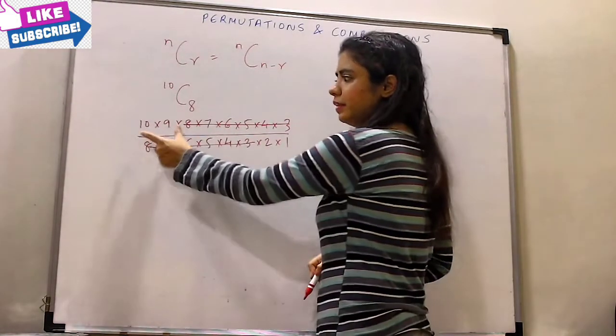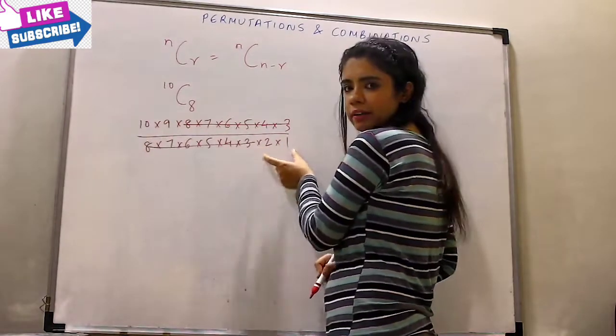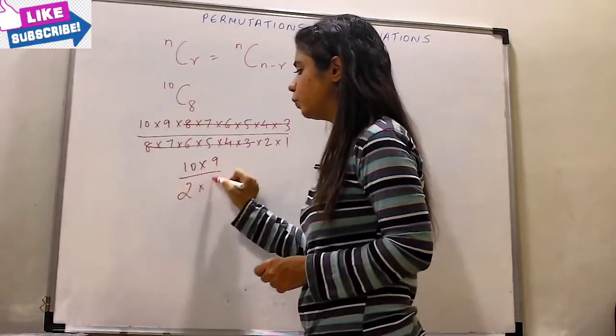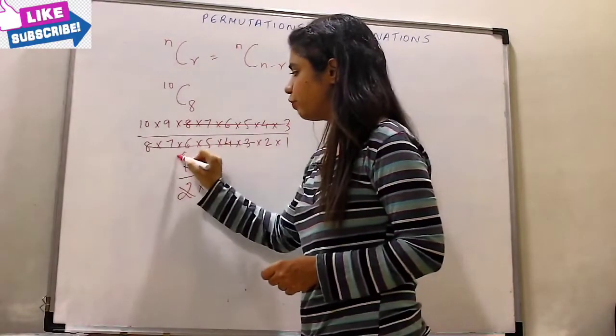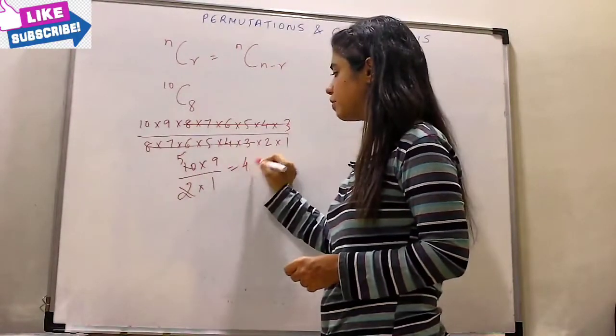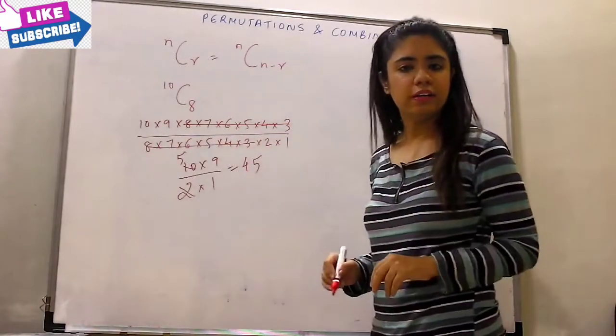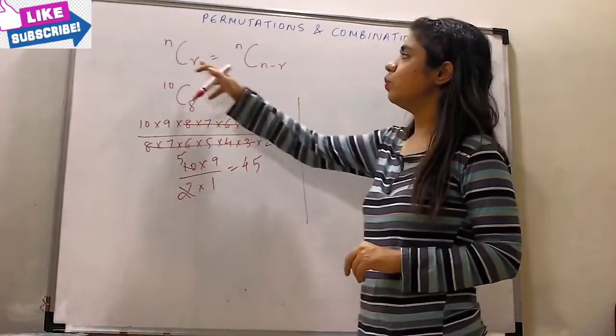What am I left with? 10, 9, 2, 1. Okay? So this will be 10 into 9 upon 2 into 1. 2 ones are 2, 2 fives are 10. So my answer becomes 45. But I am saying all of this is not required, because we know this formula.